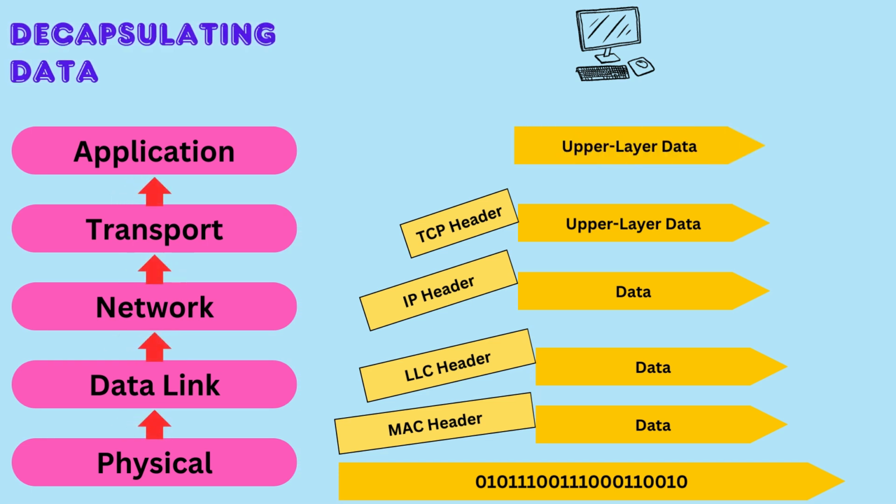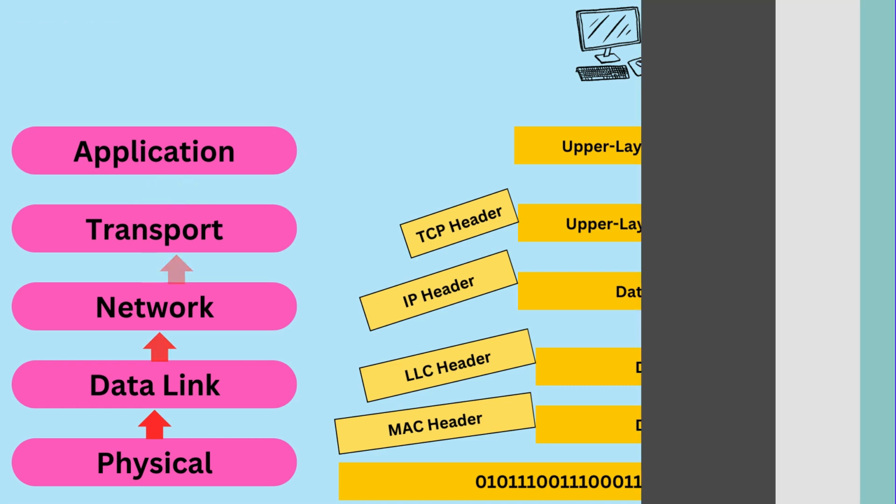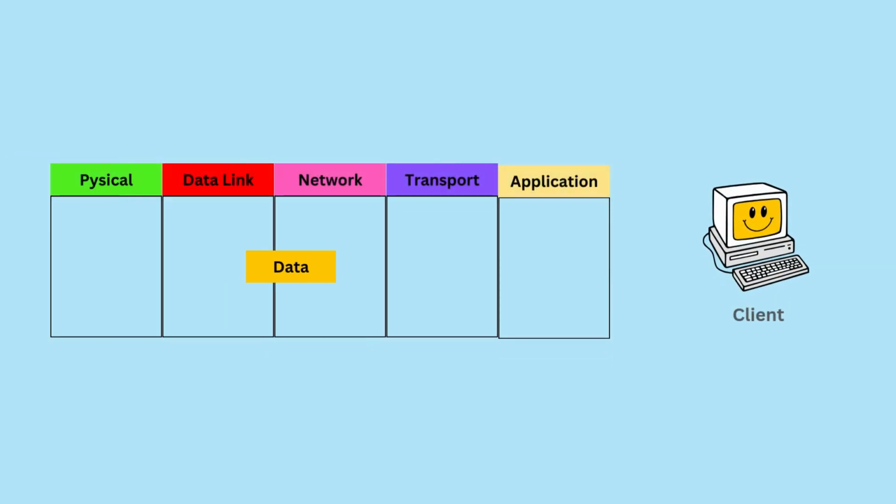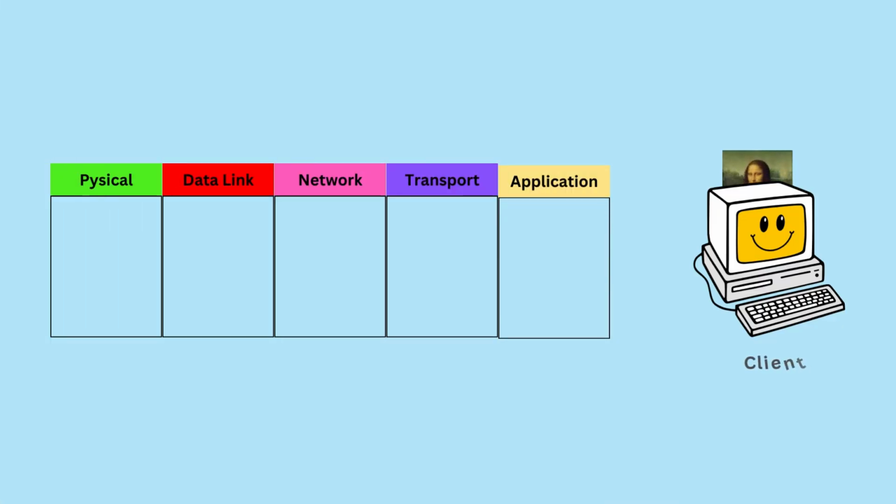Finally, the data reaches the application layer, which is where it becomes usable data for the application, devoid of any headers or additional protocol information. In summary, data passes through several critical layers. By the time it reaches the application layer on the client's computer, it's no longer just bits and bytes wrapped in multiple headers. It's now the familiar, meticulously detailed image of the Mona Lisa, ready to be displayed in all its glory.